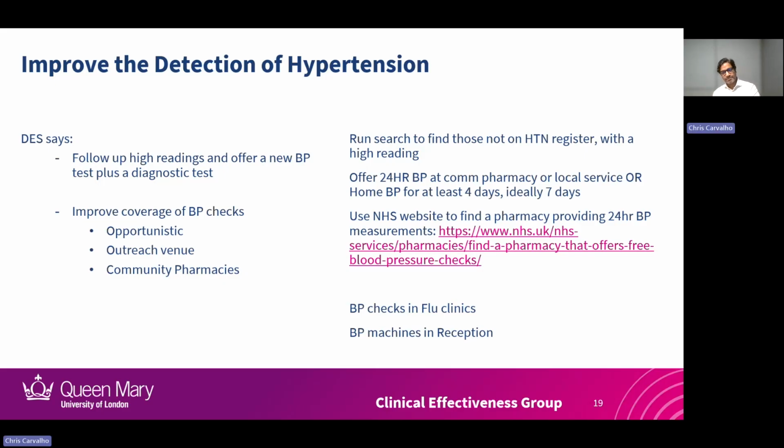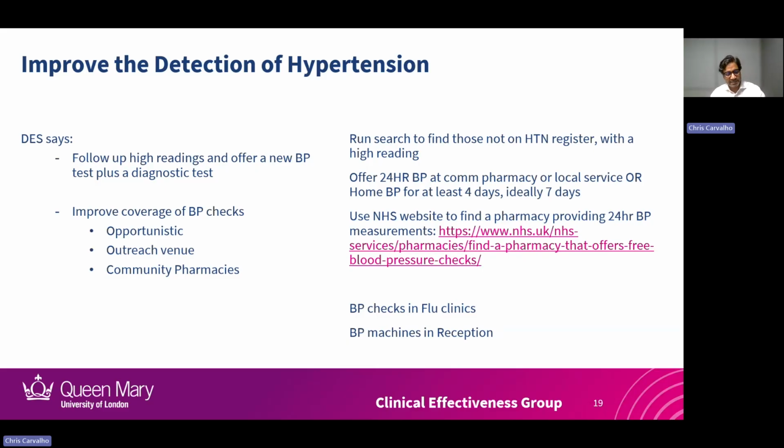The suggestion then is to run the search that we have to find those who are not on the hypertension register but have had a high reading, then to bring them in to do a repeat reading, or to get them to have a repeat reading done at the community pharmacy, and to have then a 24-hour blood pressure. What we also find is that patients do have their own machines, increasingly so, whether it's people who have hypertension, but often people who don't, or they have family members who have a machine.